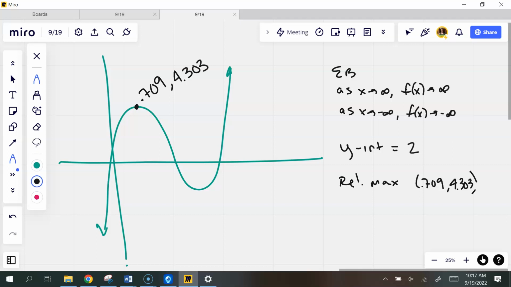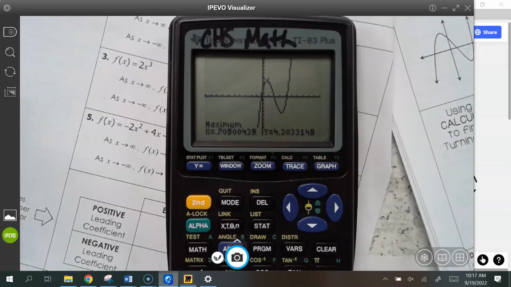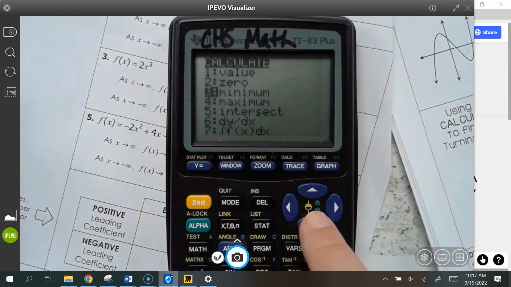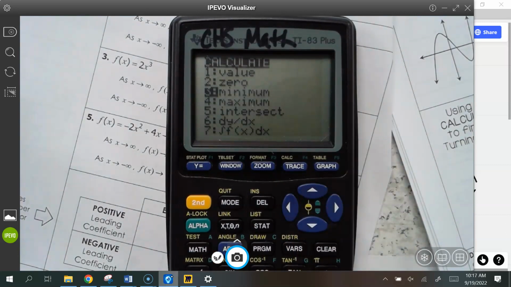Yeah. Just put a 0 in for all the x's. All right. Here's what I want you to try to do. Calculate this minimum and see what value you get. Same process, second trace, but I'm going to do minimum instead of maximum.